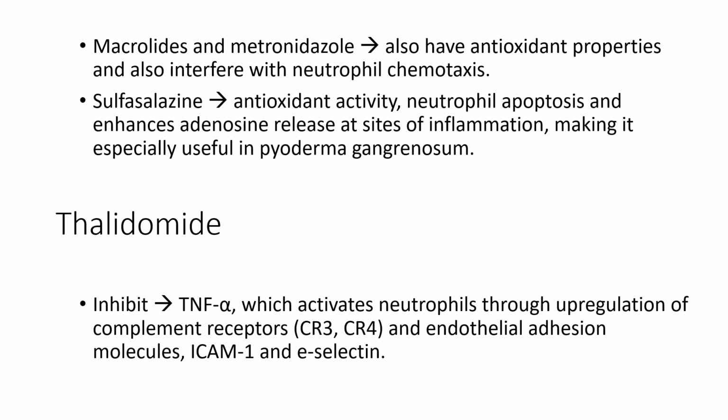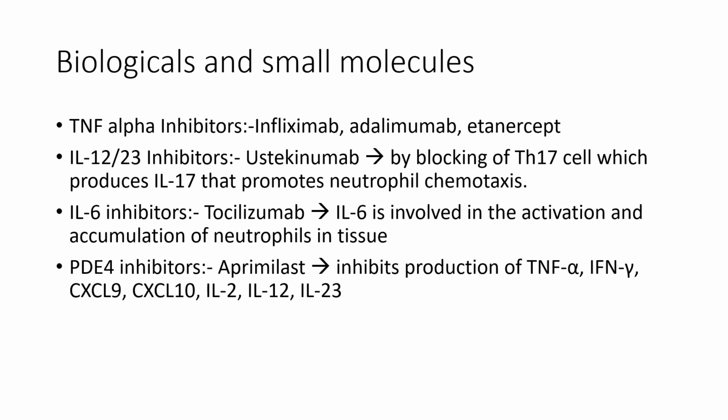Thalidomide acts by inhibiting TNF-alpha. TNF-alpha usually activates neutrophils through upregulation of complement receptors, that is CR3 and CR4, and endothelial adhesion molecules, ICAMs and E-selectin. So, inhibition of this step inhibits neutrophilic chemotaxis. Even biologicals and some small molecules have shown antineutrophilic properties. The most common ones are TNF alpha inhibitors like infliximab, adalimumab, and etanercept.